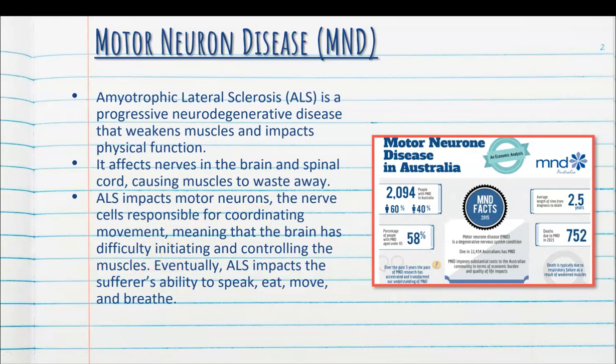Unfortunately, and eventually, ALS will impact the sufferer's ability to speak, eat, move, and breathe, which obviously relies on motor and sensory neurons. Here is some information about motor neuron disease in Australia.